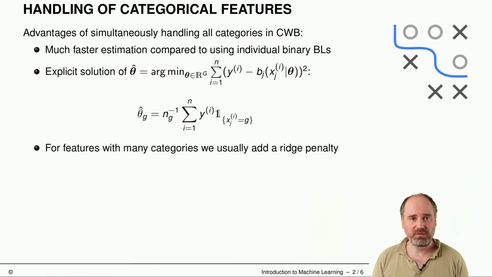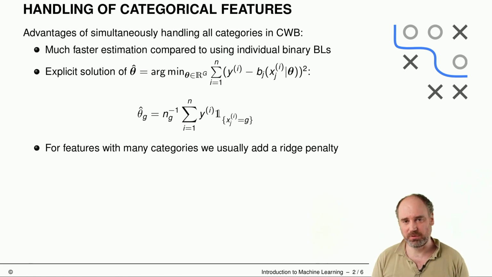So let's compare these two approaches a little bit. All of that's somewhat obvious. It's not super clear which of these is better. If we handle all of these categorical features in one global base learner, then obviously the estimation is much faster. We don't have to iterate over all of these different base learners.